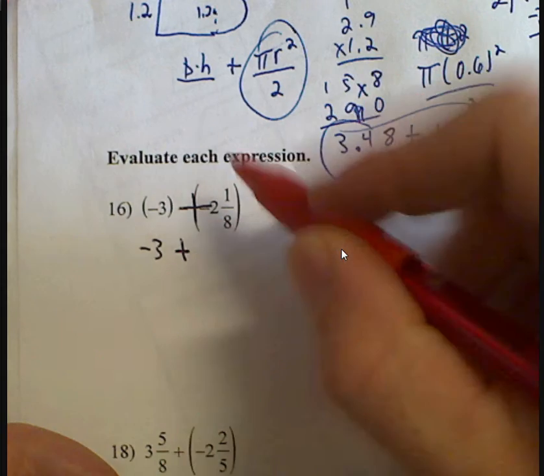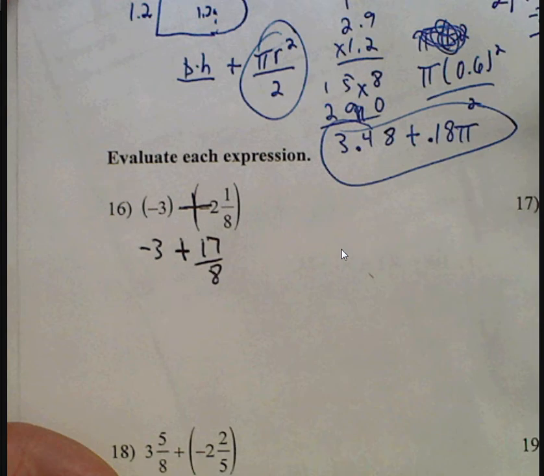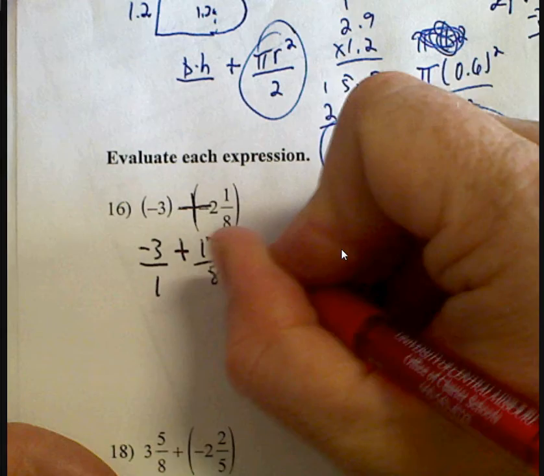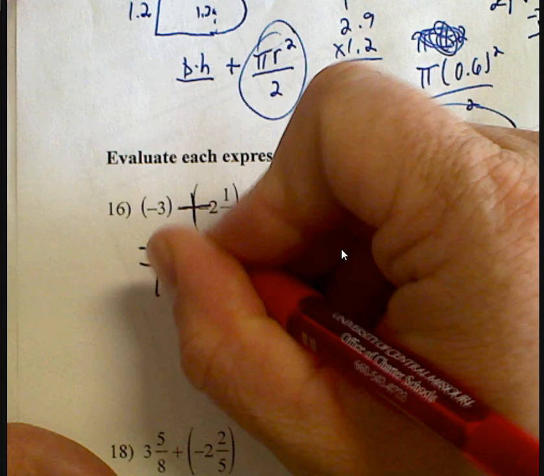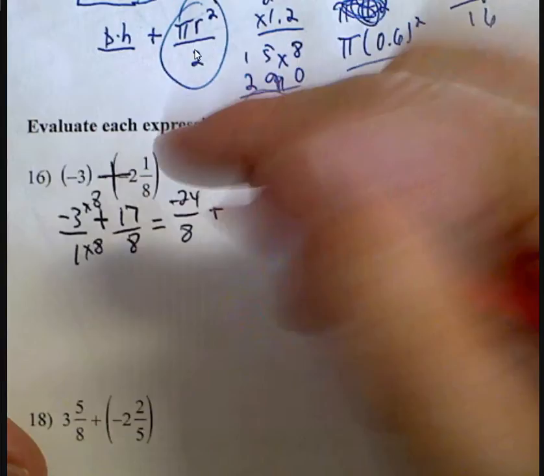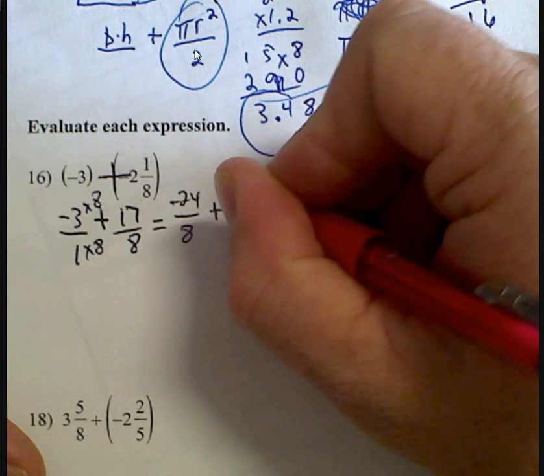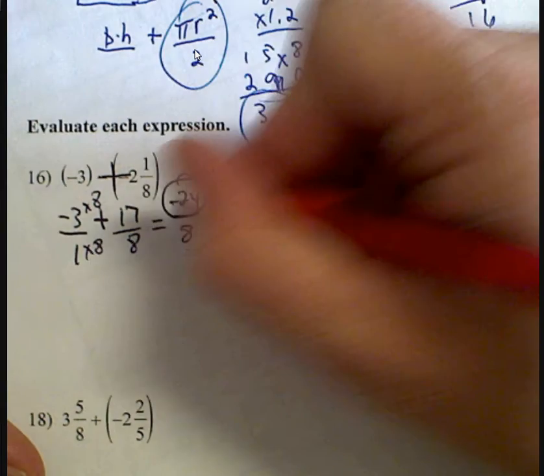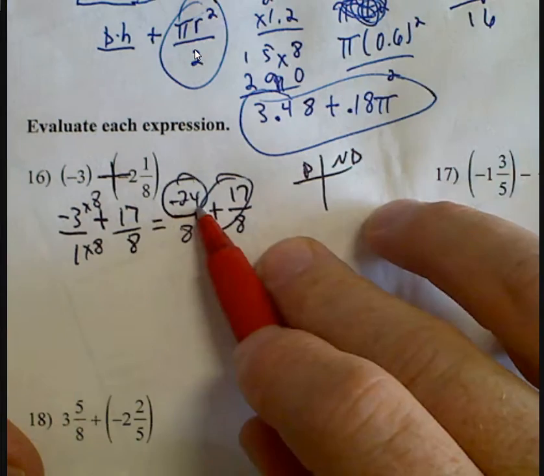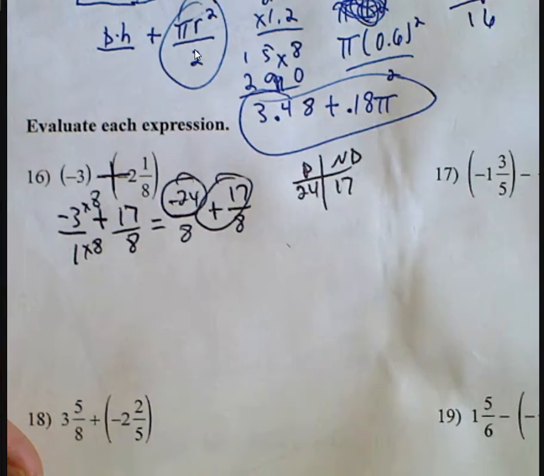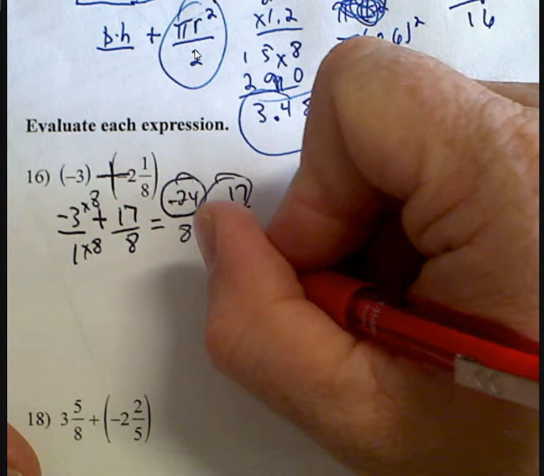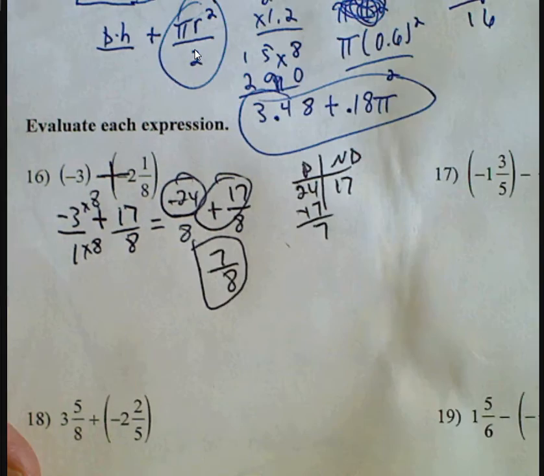2 times 8 is 16 plus 1 is 17 over 8. This is negative 3 over 1. My common denominator would be 8, so I'm going to multiply this by 8 and this by 8. So this would be negative 24, and I'm going to add that to 17 over 8. Negative 24 plus 17, so debt, no debt. Negative 24 is debt, 17 is no debt, so I would actually subtract. That would give me 7. So I would end up with 7 over 8.